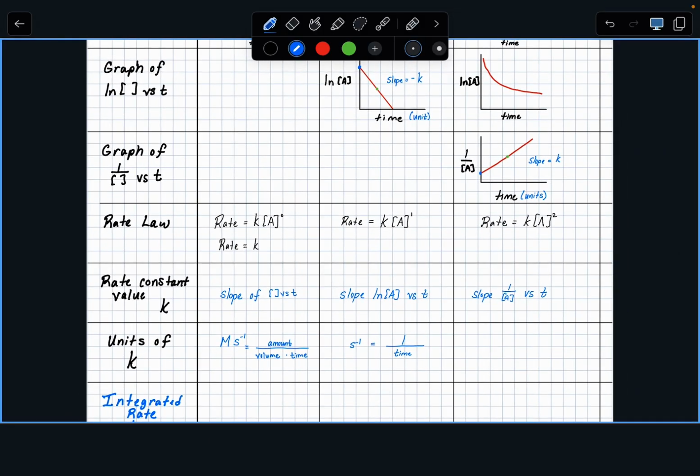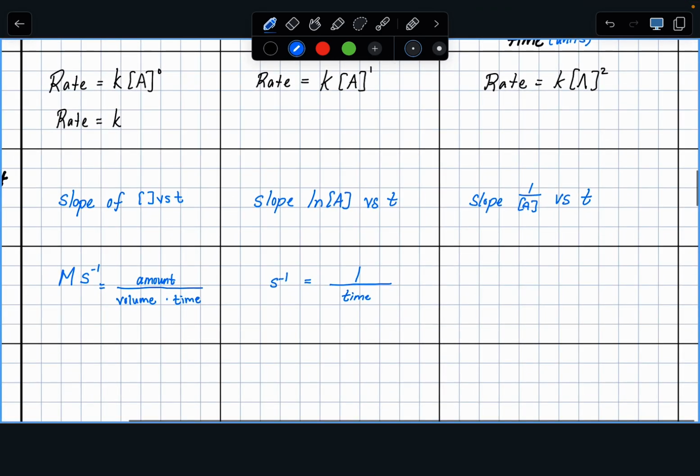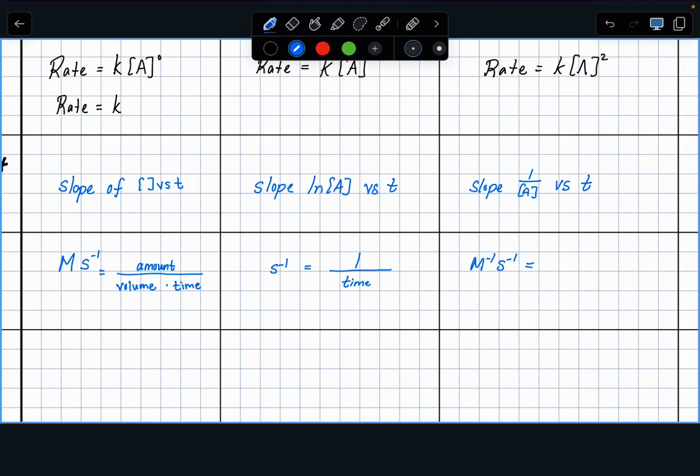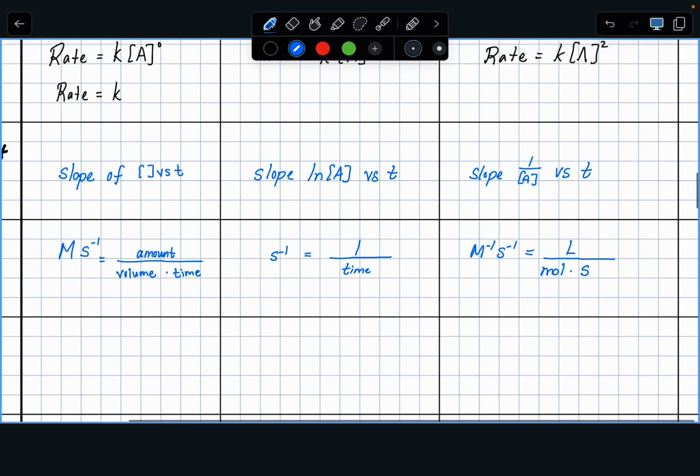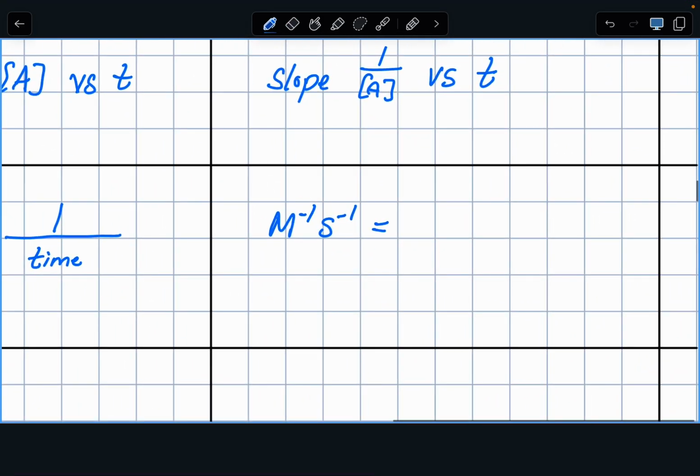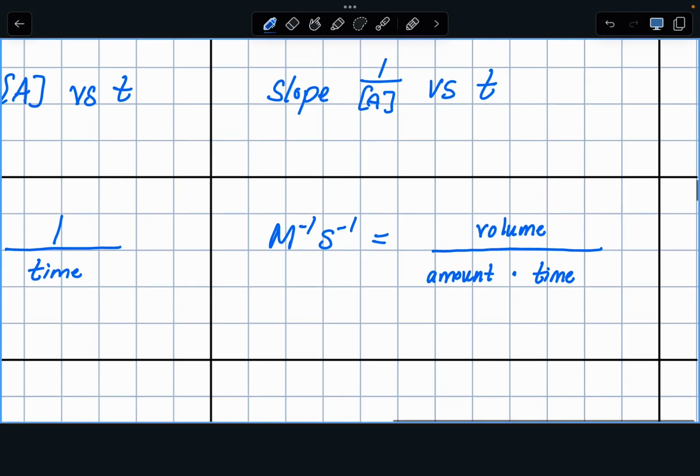And then last but not least, the last choice for this type of unit is molarity to the -1 second to the -1. Now, what that means is that you would actually have liters on the top, moles on the bottom, and then seconds. But I would prefer that we realize that this is some volume, and then on the bottom, some amount, and then again per time. So be careful and look for the fact that this could be any volume, liters is common, any amount, moles is common, and then any time, but again, it could be minutes, hours, seconds, days.